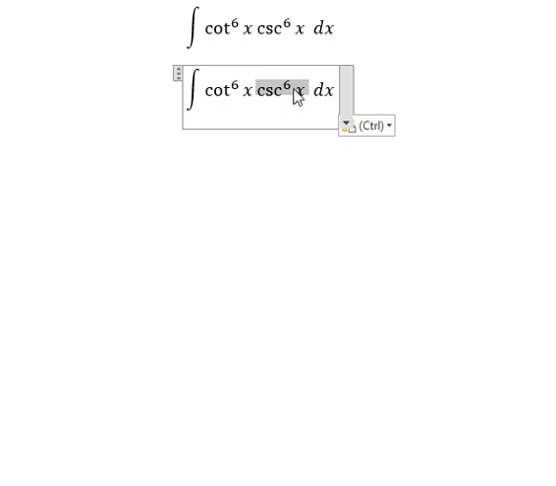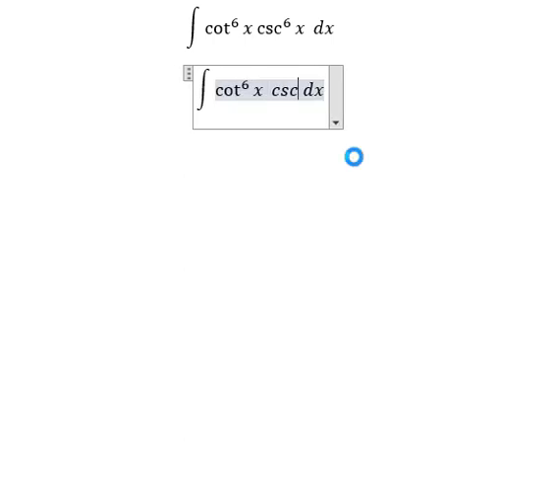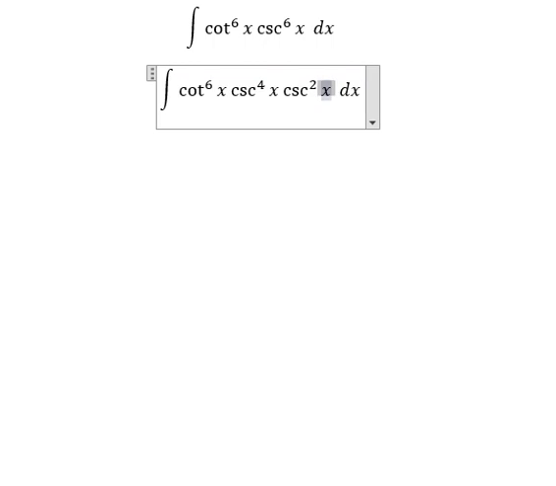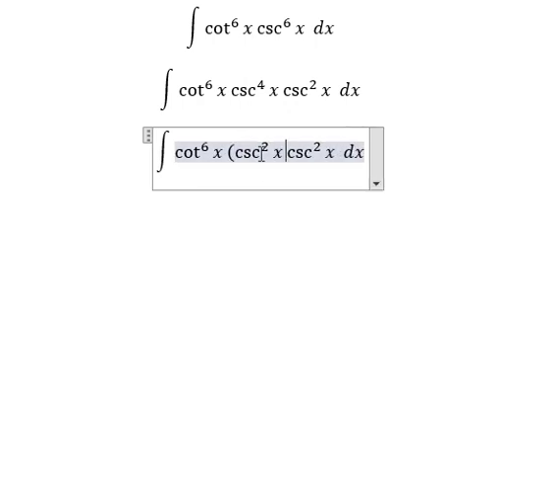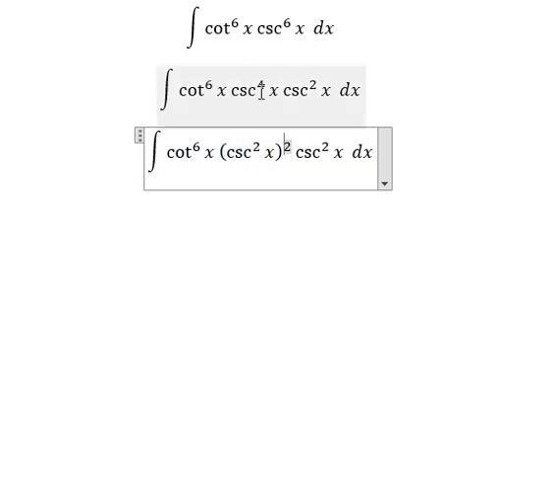Cosecant of x to the power of 6. We can put cosecant of x to the power of 4 and cosecant of x squared. This one we can put like this, because number 2 and number 2 we have number 4.